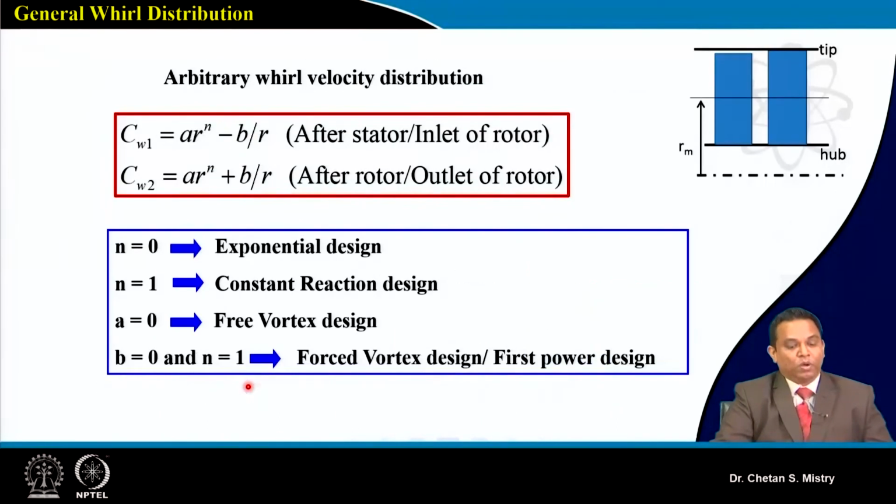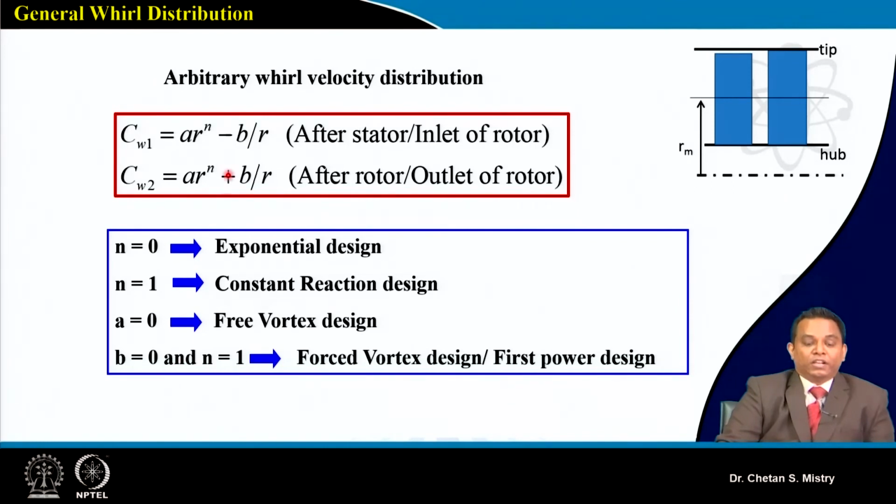Okay, so if we consider this arbitrary whirl velocity distribution, at the entry of my rotor I will have my Cw1, and at the exit of my rotor I will have my Cw2. Now we have correlated this Cw1 and Cw2 in the form of exponent n. So if I write this equation and take n equal to 0, that gives me my exponential design.